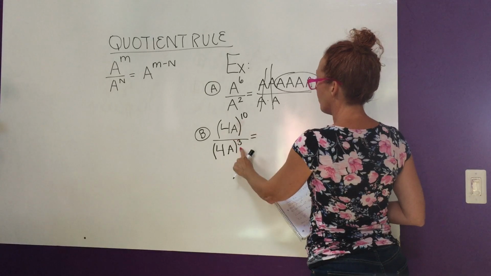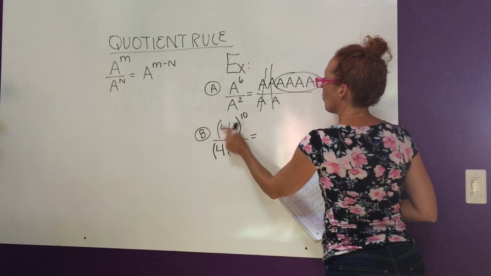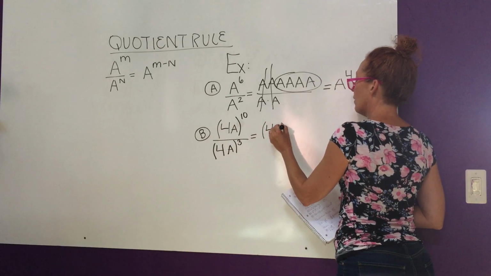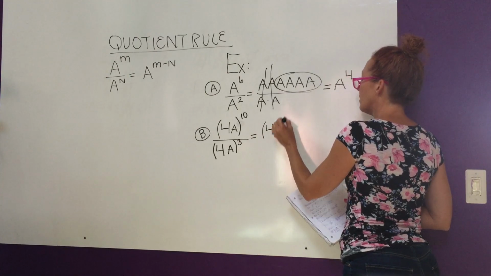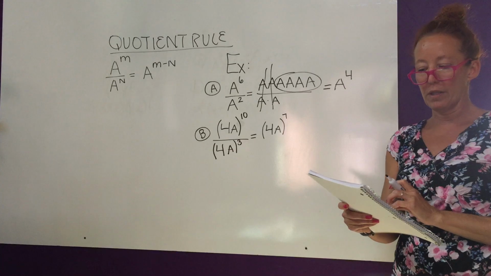So we have 10 here, we have 3 here. Notice that those are in parentheses, so it's that whole thing that's being raised to the 10th power. So we are going to have 4a quantity to the 7th, because we're going to subtract those exponents.